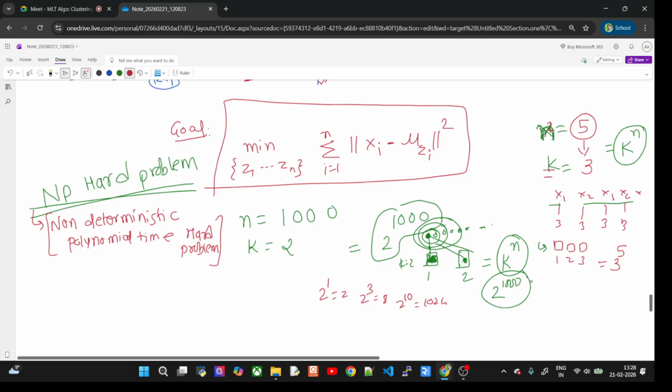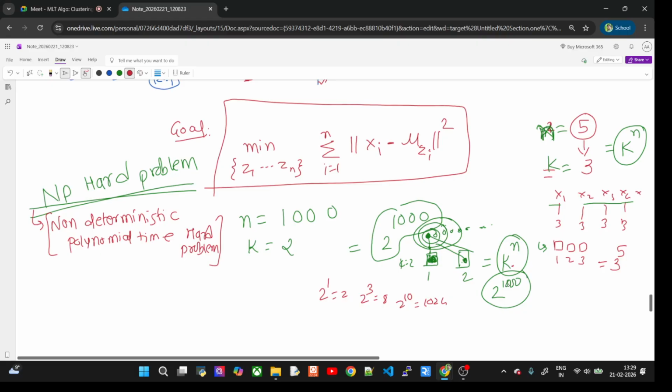If you want to distribute your 1000 points into two boxes, you have to try all the combinations, like combine x1 with x100 and then put into box 1. How many combinations, how many ways, how many positions will you try? That's k raised to n. Here k means clusters, raised to the number of points, you need to try that many. And that problem is called an NP hard problem.